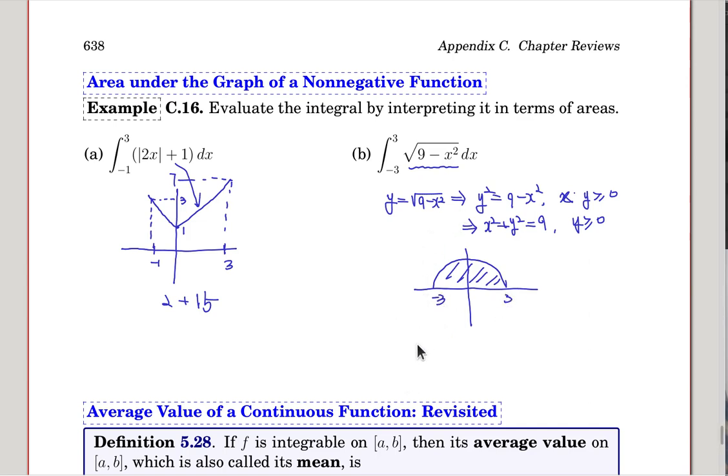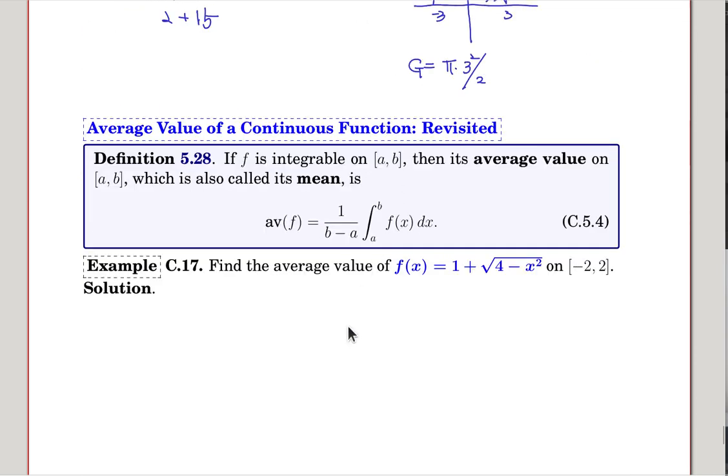So the given term is the same as the area; the whole circle area is pi r squared, so pi times 3 squared. Now half of that. So that's the final answer.